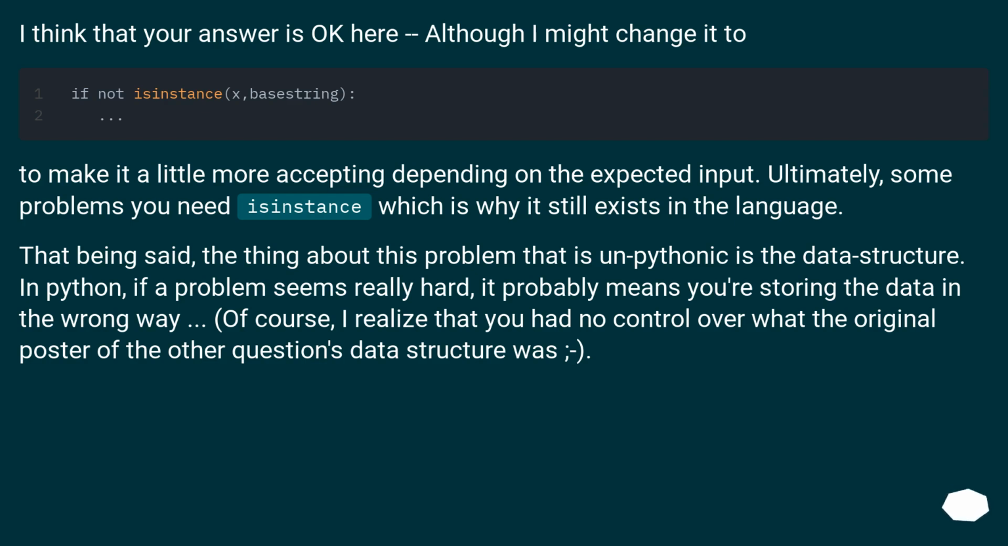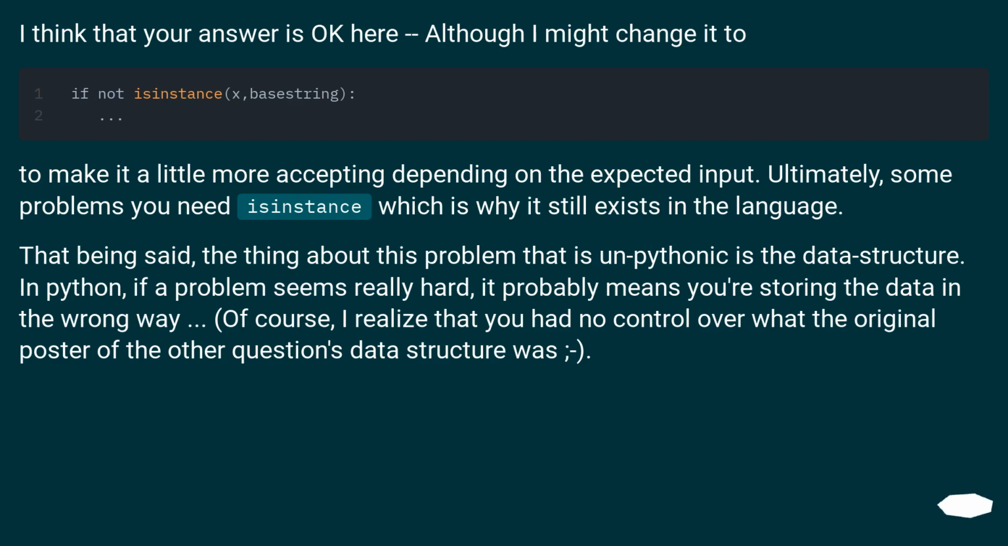I think that your answer is okay here, although I might change it to make it a little more accepting depending on the expected input. Ultimately, for some problems you need isinstance, which is why it still exists in the language.